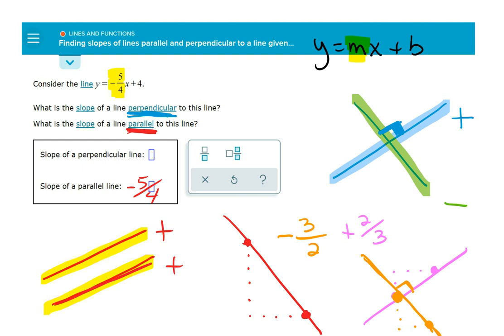So if I go back to my slope right here of -5/4, in order for it to be perpendicular, it would have to be a positive 4/5. Hope that explains that for you.